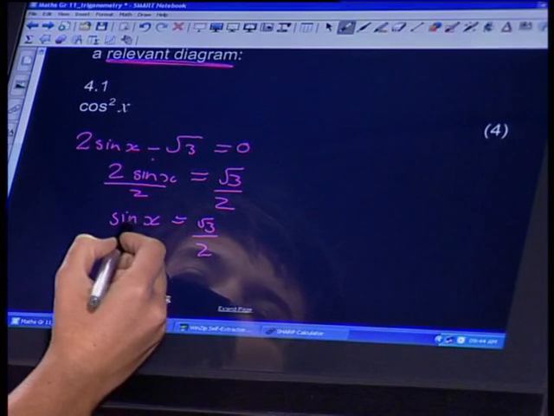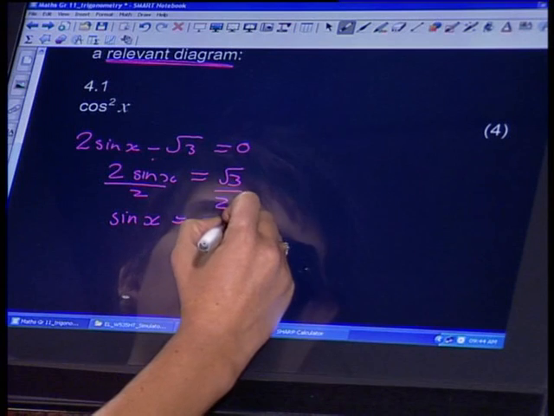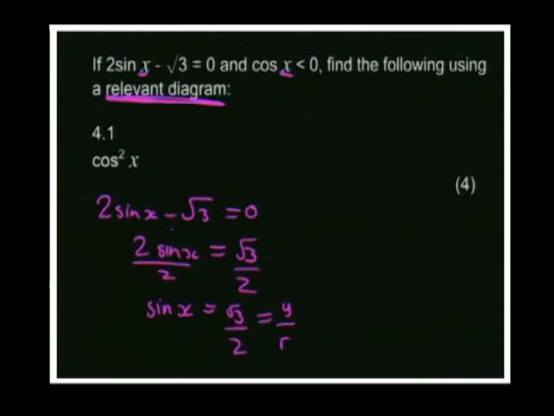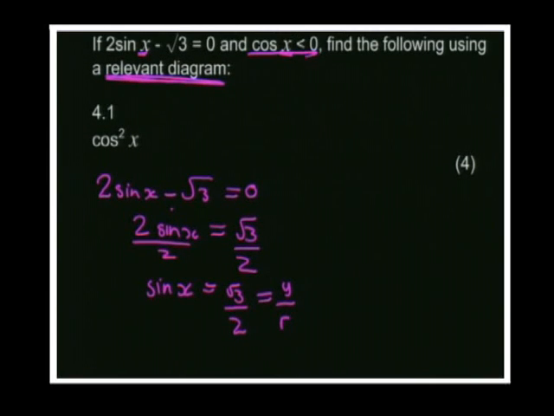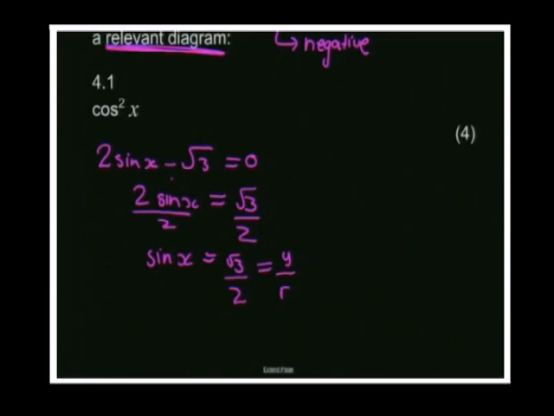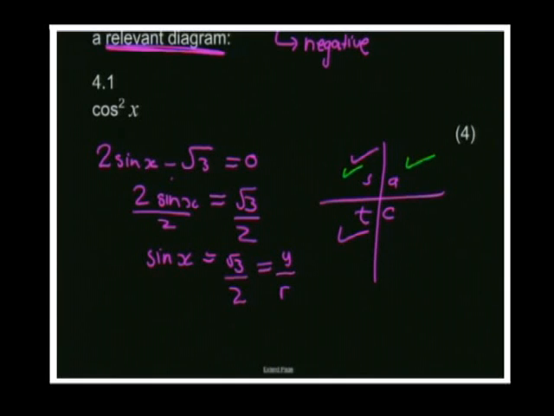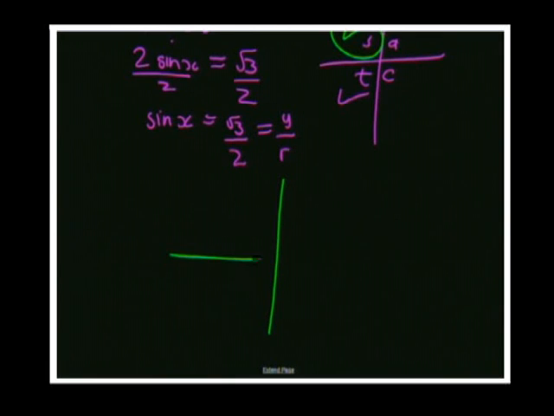So I know that sine x is equal to square root 3 over 2. And I also know that sine is y over r. Then, what else did they give? They said that cos x is smaller than 0, which actually means cos x is negative. So, let's go tick off in our cos diagram. Where will cos be negative? Second and fourth. Where will sine be positive? First and second. So where will my diagram be drawn in? Yes, in my second quadrant.